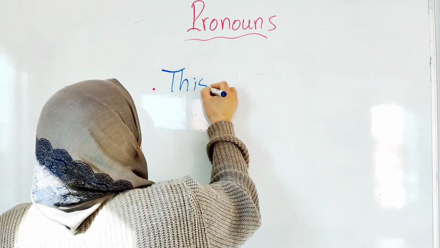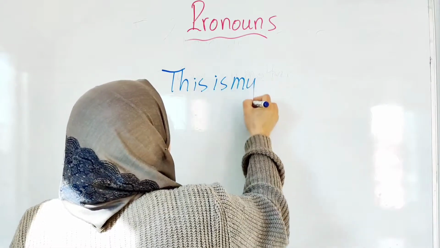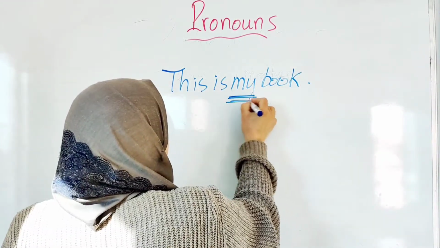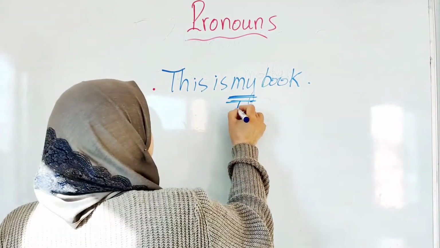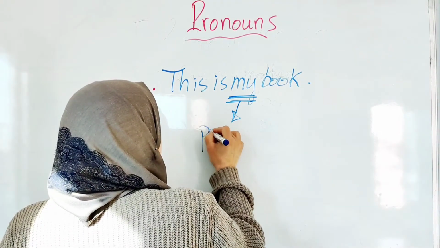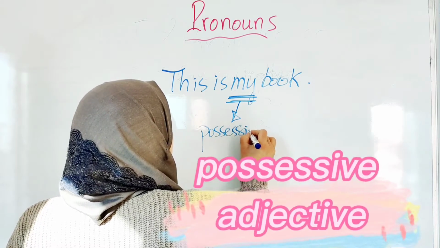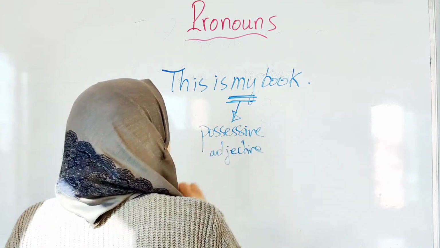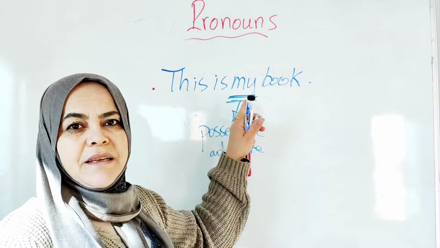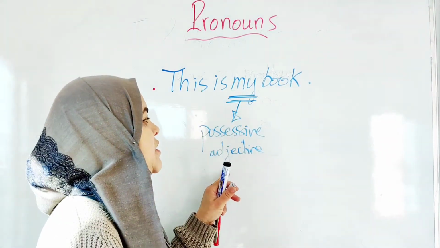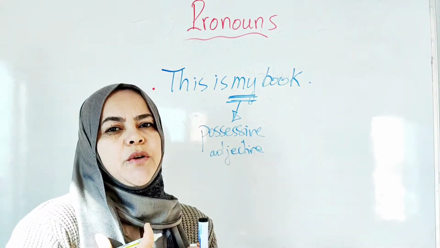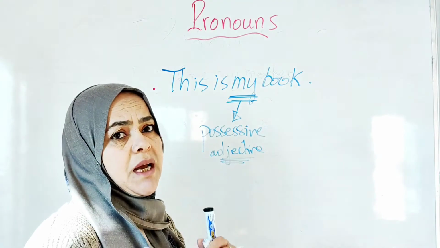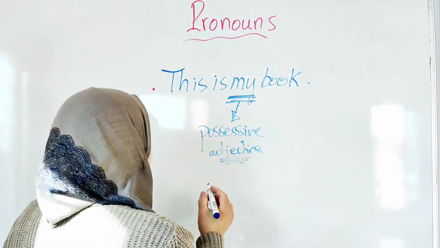Say, this is my book. This is my book. My is possessive adjective. My is possessive adjective. We do not say this is I or me book. It's my book. We can say this is my beautiful car.